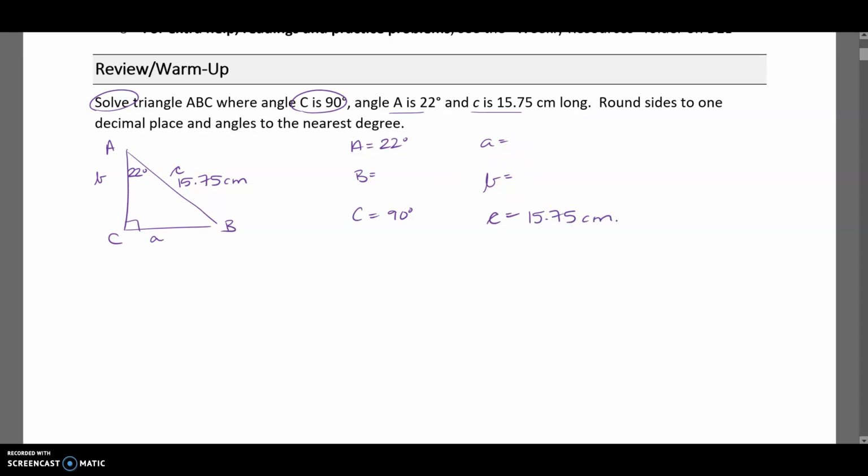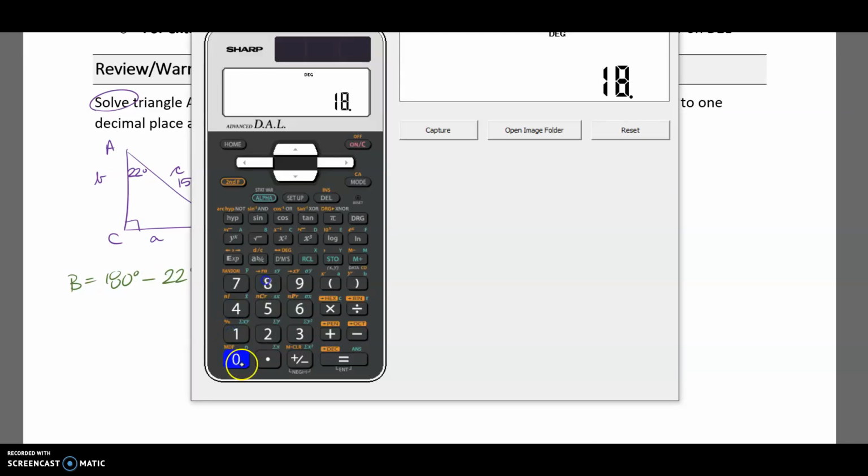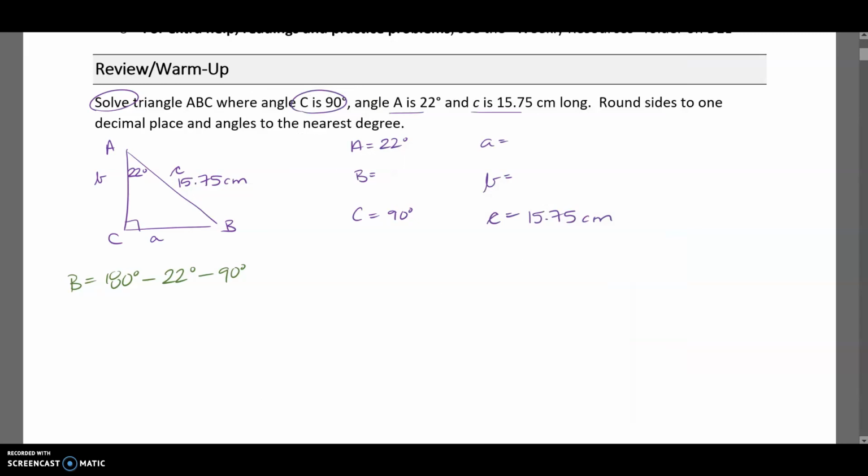I know I need to find angle B, side A, and side B. Finding angle B is quite simple because I know two angles, and I know the sum of all angles is 180 degrees. I could just subtract the other two angles. So you can use your calculator if you like. 180 minus our 90-degree angle minus 22, and angle B is 68 degrees. We can now find side A and side B as well.